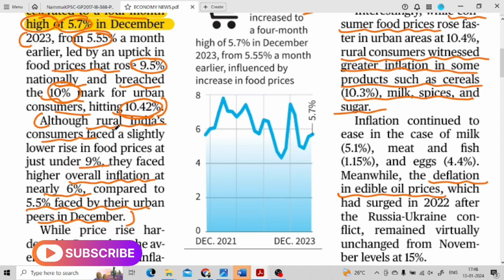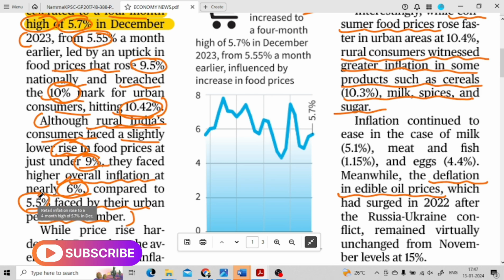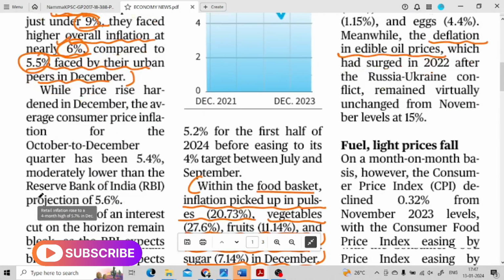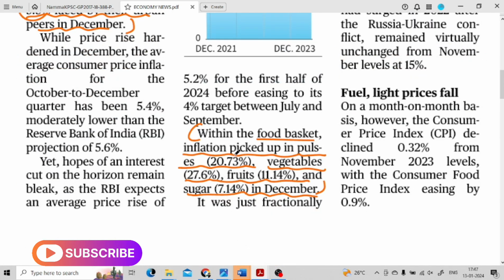In comparison, rural India consumers faced a slightly lower rise. Rural people saw a comparatively slower rise in food prices, that is 9%. Overall inflation, rural people are suffering 6% and urban people 5.5%. Very simple, you understand? So within the food basket, inflation picked up in pulses, vegetables, fruits and sugar, where the inflation is high.